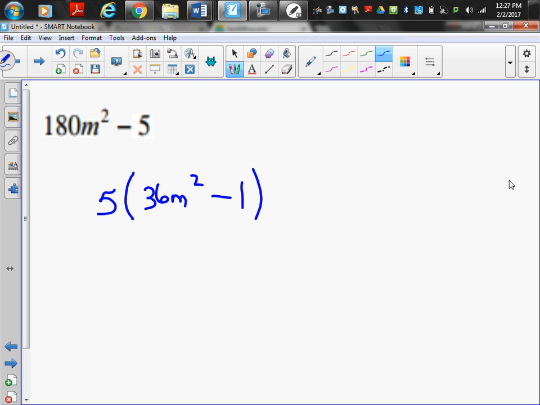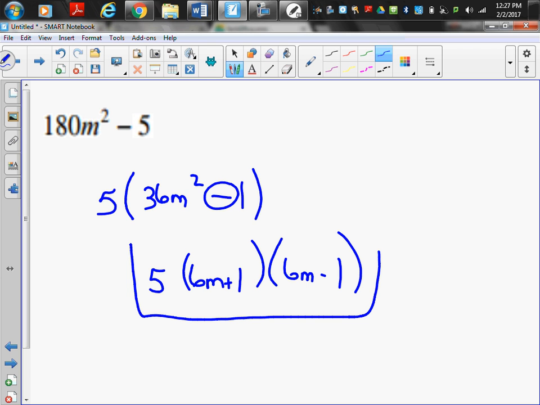So at this point, I'm not even looking at my 5. Is 36 a perfect square? Yes. So I have 6 and 6. m squared is m times m. That's a minus, so that means I have to have a positive and a negative 1. Now, what in the world do I do with my 5? Put it on the outside. Goes right there. There's your answer.